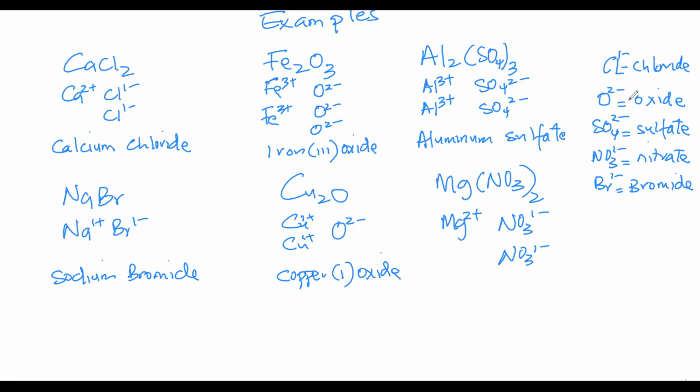Then this one is not a transition metal. Magnesium nitrate. That's it. You name the cation, you name the polyatomic ion. Very good. What about if you have something like this?